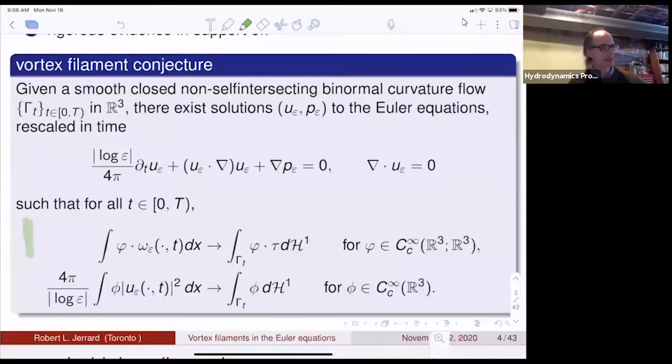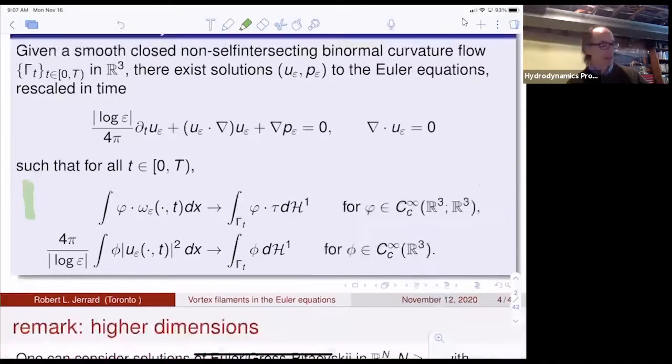the vorticity is a vector valued quantity. I can naturally take its dot product with a vector field phi, and that should converge, at rescaled time t, to the integral of the vector field phi around the curve gamma. And then the kinetic energy, u squared, is of course a non-negative scalar quantity, so it's natural to multiply that by a scalar function rather than a vector field. After rescaling to get rid of the logarithmic divergence, this should converge to the integral of the scalar function around the curve gamma, with respect to arc length. Okay, so this is one formulation of the vortex filament conjecture: given a smooth binormal curvature flow, there exist solutions of the Euler equation for which the energy and vorticity concentrate around that binormal curvature flow.